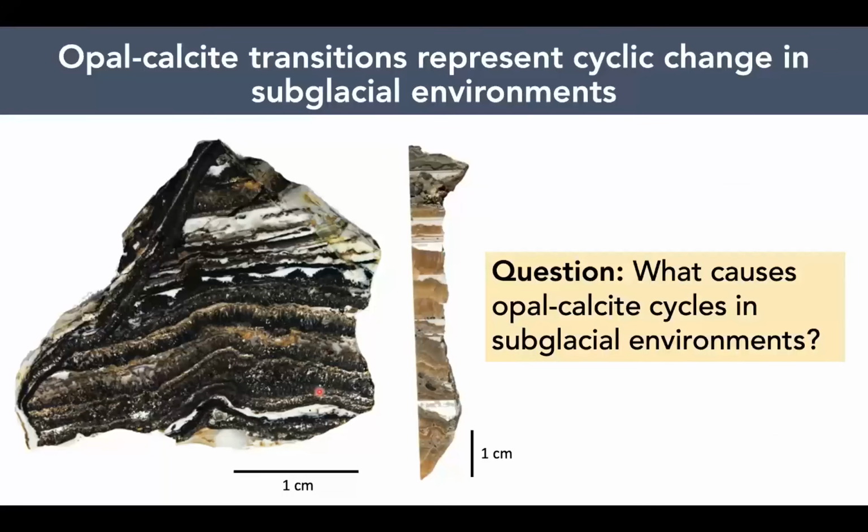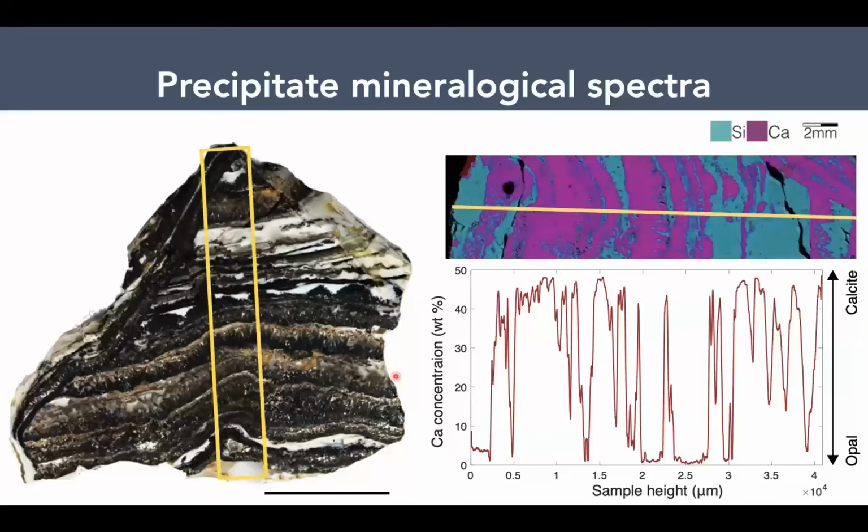And so the first question I'm going to be tackling with this talk is simple. What causes these opal calcite cycles in the subglacial environment? And can we link that to any specific glaciologic processes? And so to answer that question, first, I want to make a time series that describes both the timing and the relative timing of these opal calcite transitions.